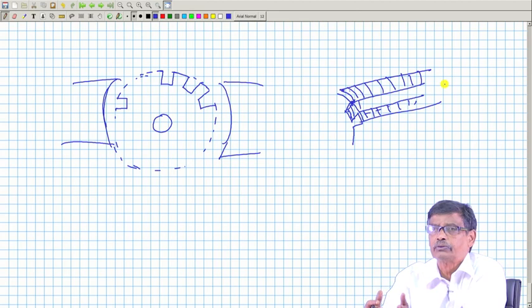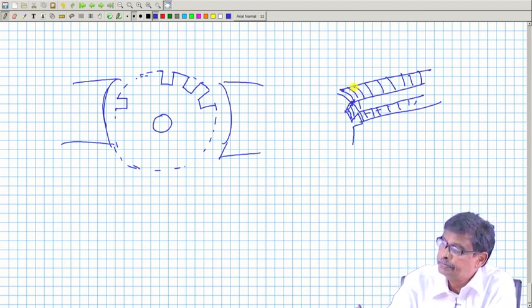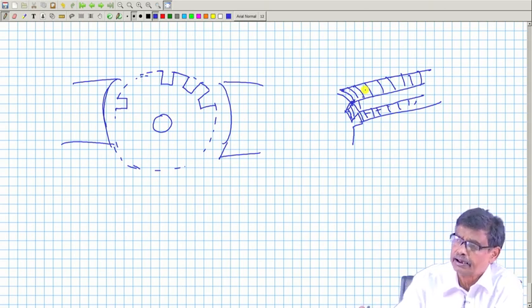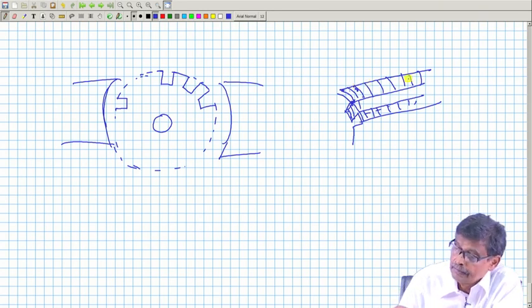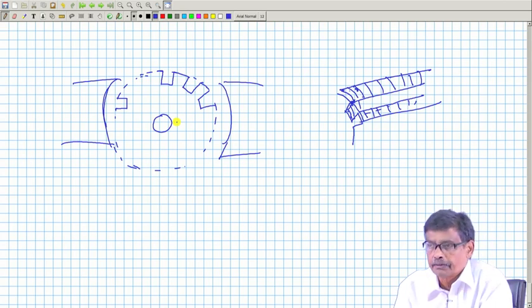Several plates stacked together, and each plate of course must be electrically insulated from the neighboring plates, so that each plate has its own electrical identity, and eddy current paths will now be reduced. These are few millimeters. So, there will be eddy current loss taking place in the armature.